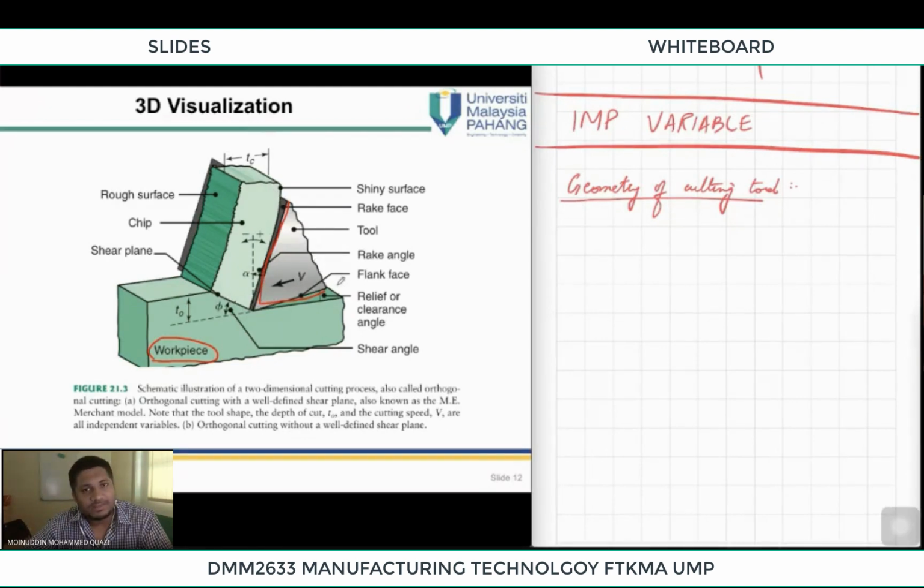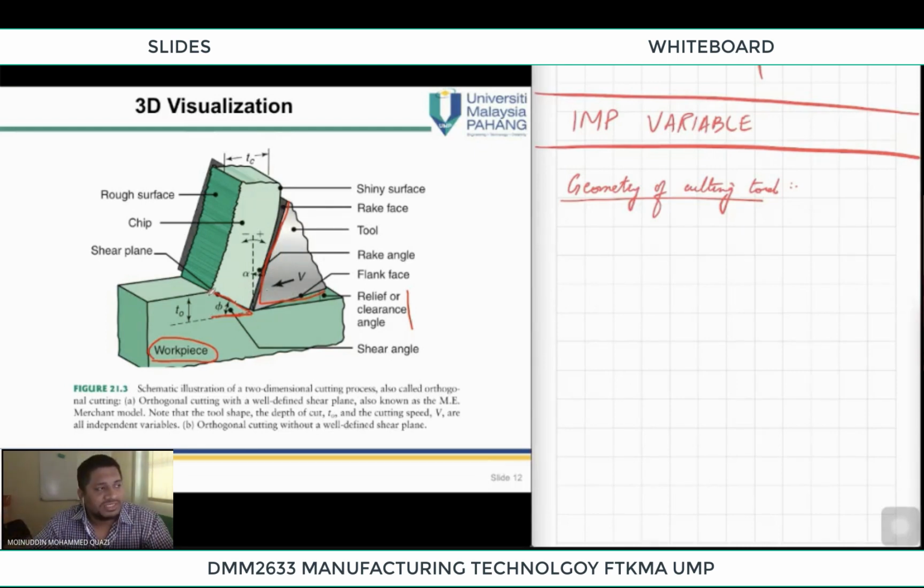Now, as you can see, the angle between the tool flank face and the workpiece is called the relief or clearance angle. The angle which is perpendicular from the workpiece to the rake face is called alpha, and this is the rake angle. Now the chip is produced at a certain angle, and that angle is called the shear angle phi. Phi is the shear angle, which is the angle between the horizontal plane and the chip direction.